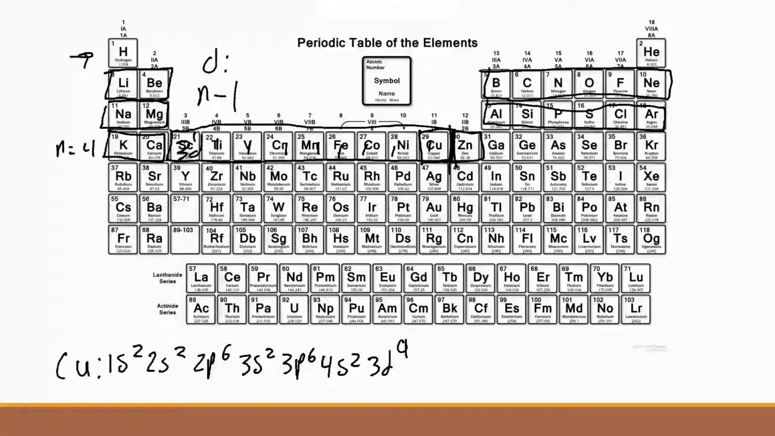Okay? And that's really going to do it for electron configuration. You can basically just pick any element on the periodic table, point at it, and run through the electron configuration just by using this same exact method. Okay? That'll do it for today.